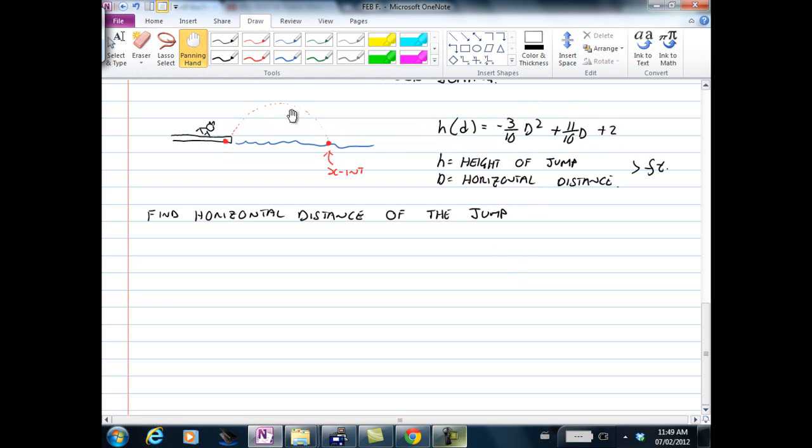There are two x-intercepts. Okay, so this is the whole point of finding x-intercept. Now, finding the x-intercept means find the zeros. They all mean the exact same thing. There's no difference in how they ask you. Find the zeros. H of D, some of you say, no, this is too complex. I don't like working with H of D, so let's use the term y instead. Y equals negative 3 over 10 d squared plus 11 over 10 d plus 2.